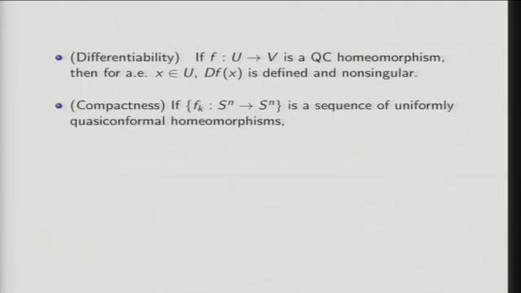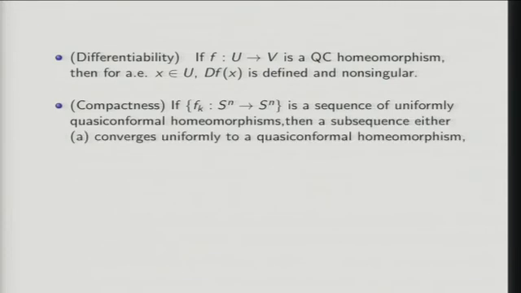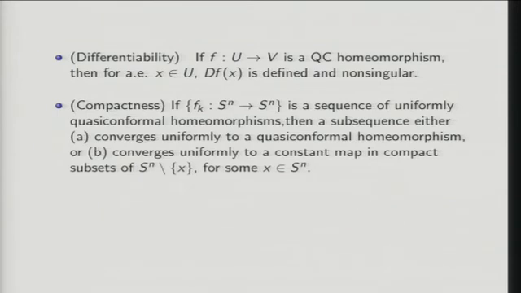Now there are other properties that show up. This one doesn't actually appear in Mostow rigidity, but it's an important fact. Let's say you have a sequence of homeomorphisms defined on the entire sphere that are uniformly quasiconformal, meaning you can use the same number h, this eccentricity bound, for all of them. Then there's a subsequence which either converges uniformly to a quasiconformal homeomorphism, or converges uniformly to a constant map on compact subsets of the complement of a point. So it's converging to a constant away from a point.